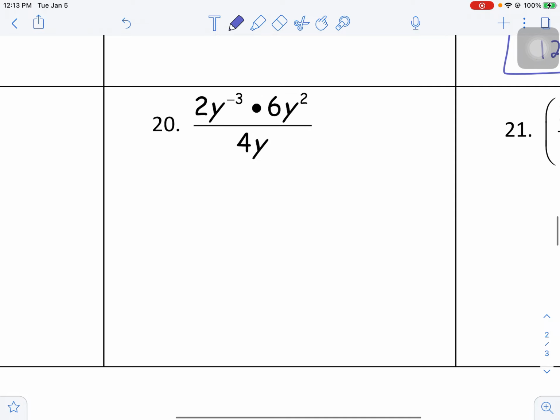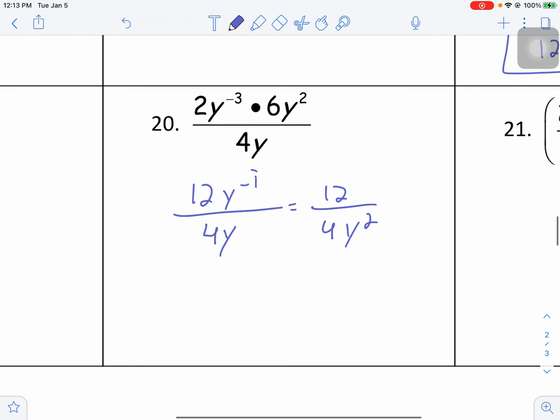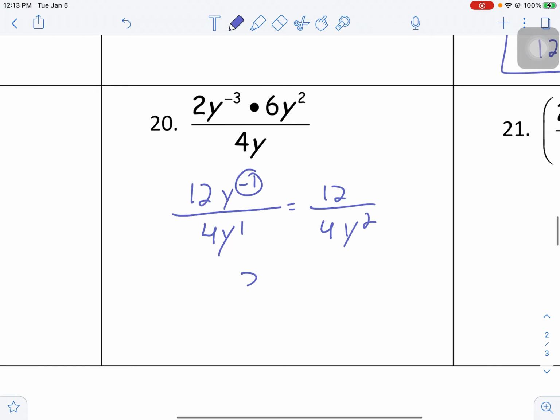And last but not least, number 20. So for number 20 here, I'm just going to combine the tops. So that's 12y to the negative 1 over 4y, which is going to be 12 over 4y squared, because negative 1 minus 1 is going to be y to the negative 2, which tells us y squared in the bottom. 12 divided by 4 gives us 3, so 3 over y squared.